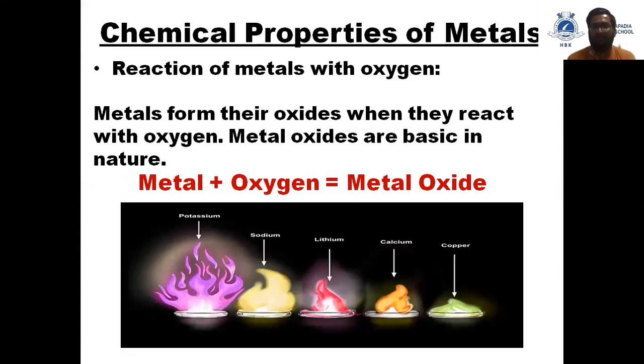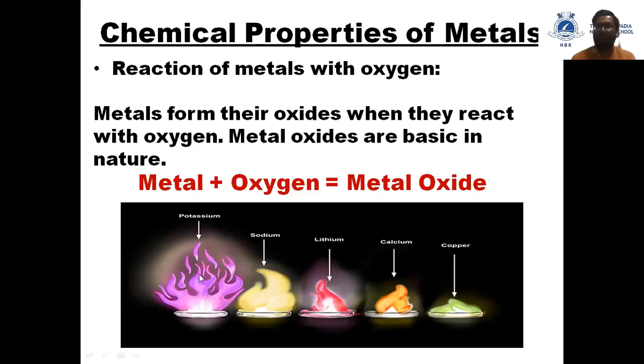Metals form their oxides when they react with oxygen. This reaction is known as a burning reaction. Yes, when a metal reacts with oxygen, it burns with a colorful flame and forms a metal oxide.